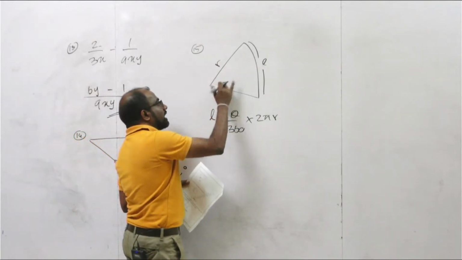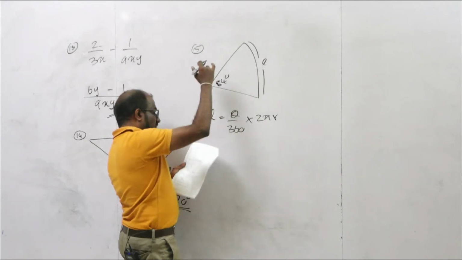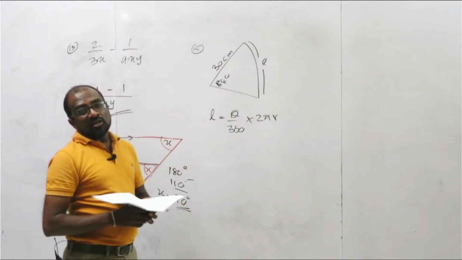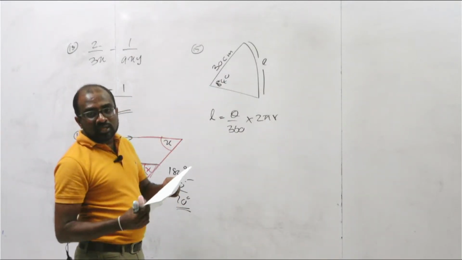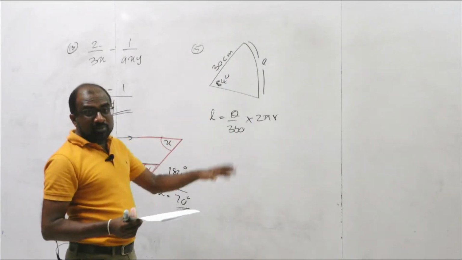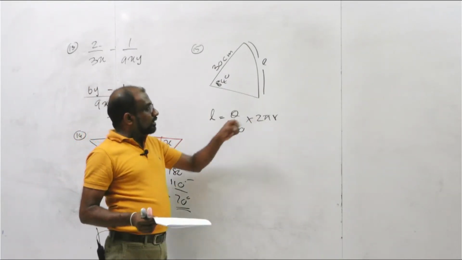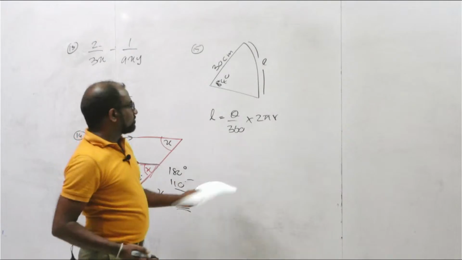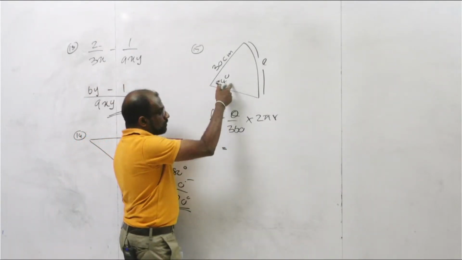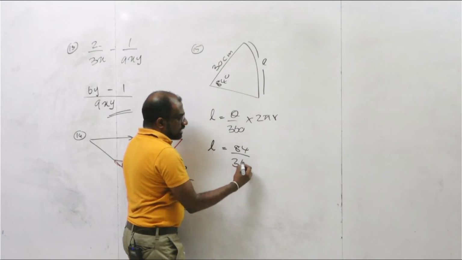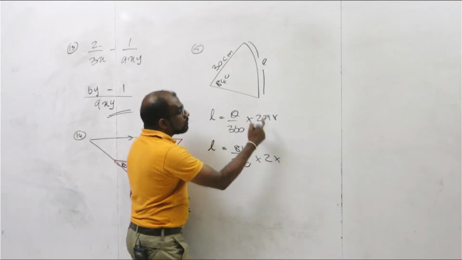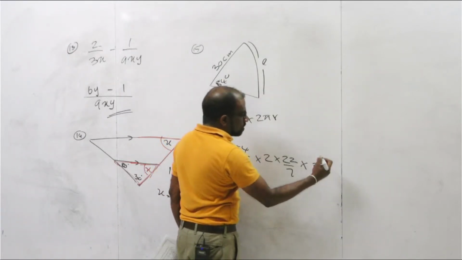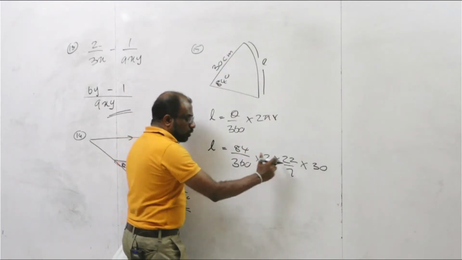Here theta is 84 degrees and the radius is 30 centimeters. The radius is a multiple of 7, so use 22 over 7 for pi. So theta 84 degrees: 84 over 360 into 2 into 22 over 7 into the radius 30 centimeters. Theta over 360, 2πr.